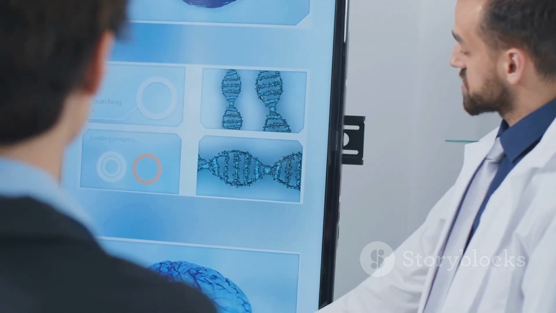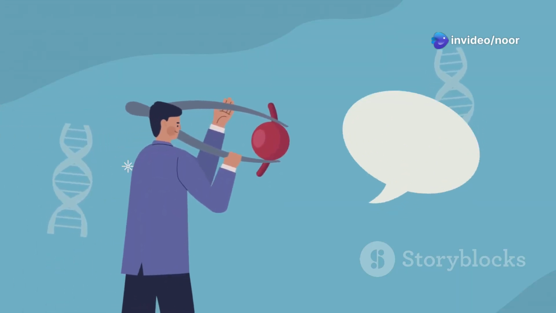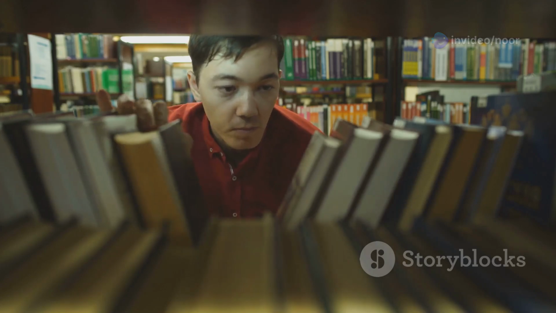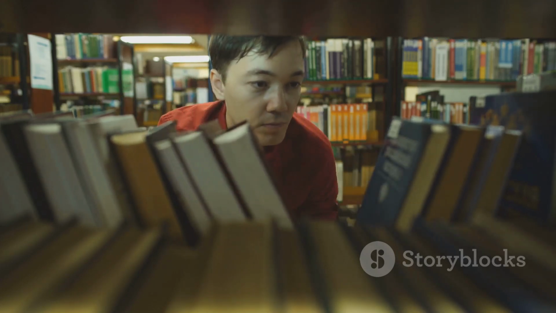Gene expression, however, is a highly regulated process. Cells don't need to make every protein all the time. Just like a library needs a librarian to find the right book, our cells need a system to locate and activate the specific genes required at any given moment.